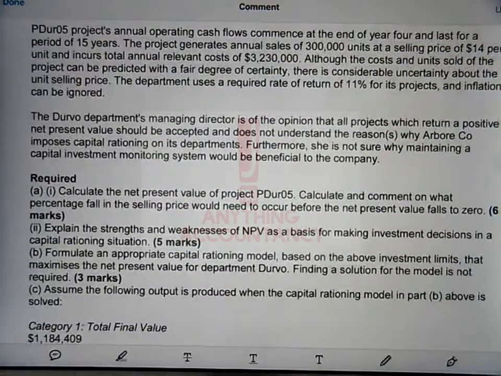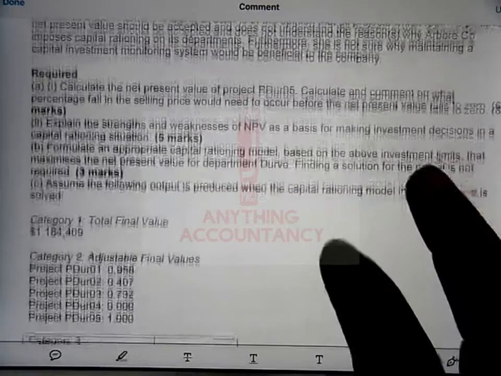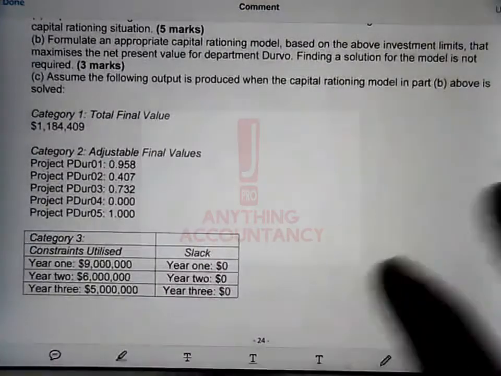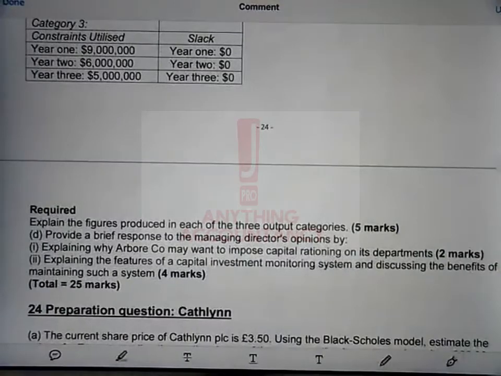Explain the strength and weakness of NPV as a basis of decision making in a capital rationing situation. Okay, this is a capital rationing situation. Formulate an appropriate capital rationing model based on the above investment limits that maximizes NPV for the department. Finding a solution for the model is not required. So you just have to formulate an appropriate capital rationing model. Now, assume the following output is produced by the capital rationing model. This is the output. Explain the figures produced in each of the 3 output categories. Provide a brief response to the MD's opinion by explaining why Arbore may want to impose capital rationing on his department.